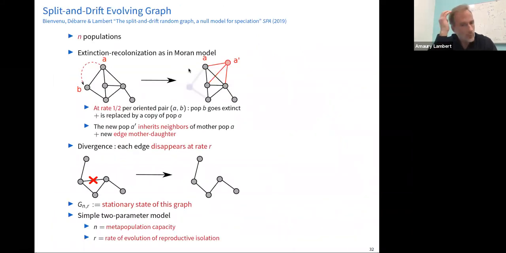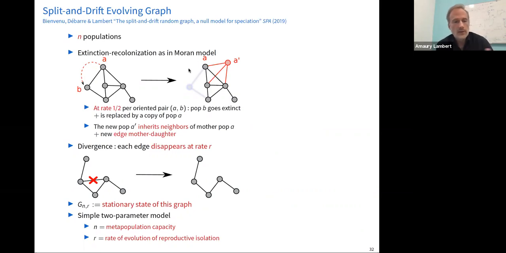So the model here is as follows. It's again a model where there are births, there are deaths, and there are mutations. But mutations are actually a little bit simpler. They just involve edges that disappear after some random time. So here we assume that the number of populations, the number of particles, is fixed, equal to n.